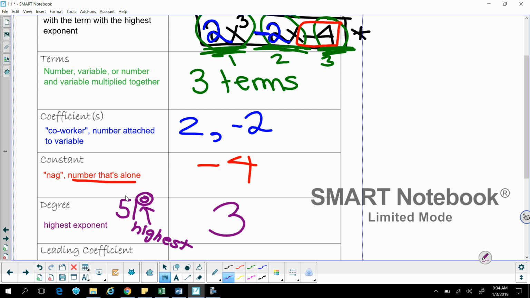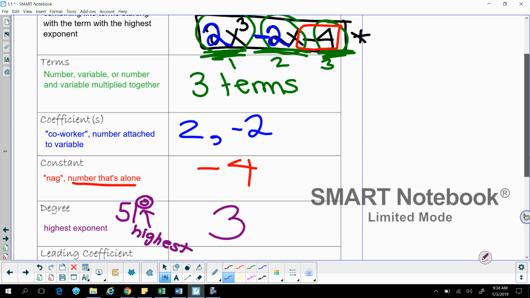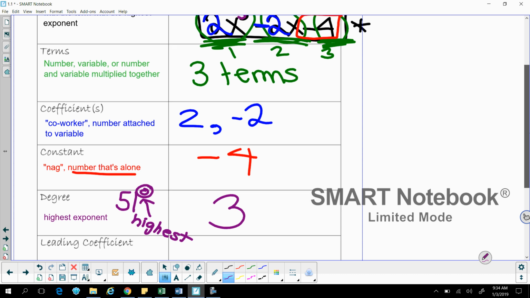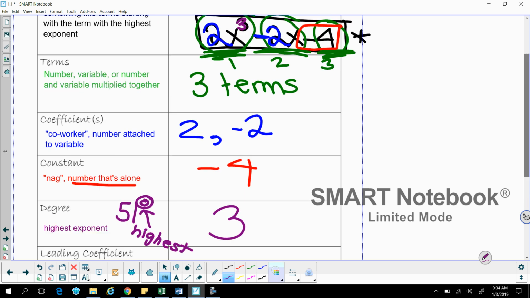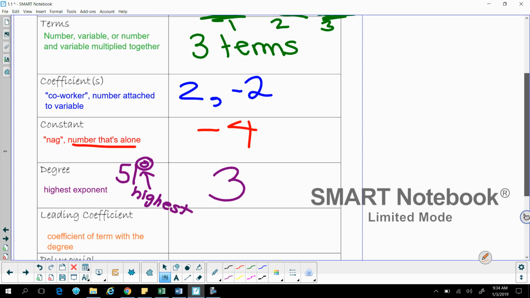Leading coefficient is like the line leader. It's the coworker of the one with the degree. So what's the coefficient of the term with the degree? 2. So the leading coefficient would be 2. So it's basically the line leader. So I usually write it like that too.